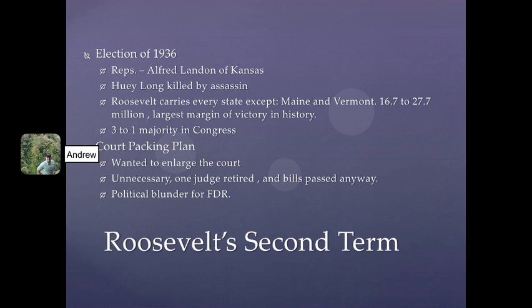Roosevelt's second term, the election in 1936. Huey Long is going to be killed by an assassin in Louisiana, somebody that he promised a job to, kind of thing. Roosevelt is going to crush the opposition. The Republicans elect Alfred Landon of Kansas, and FDR is going to win by the largest margin of victory in history. He's also going to have a 3-1 majority in Congress, so he sees this as a ripe opportunity to really deal with the one group that has been the thorn in his side in his New Deal, the Supreme Court.